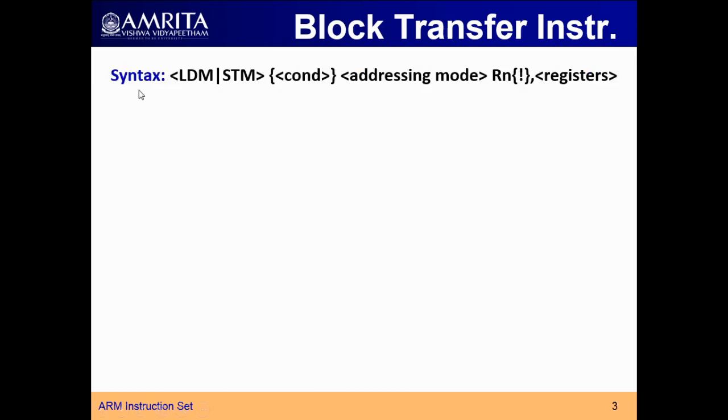Next, we will see the syntax of the LDM and STM instructions. The syntax will be LDM or STM, then, in curly braces, the condition field. Why are you using curly braces? Because it is an optional field. The condition code is an optional field. Then you should specify the addressing mode. Then Rn, which is a base register holding the address, then the set of registers. So this is the syntax for LDM and STM.